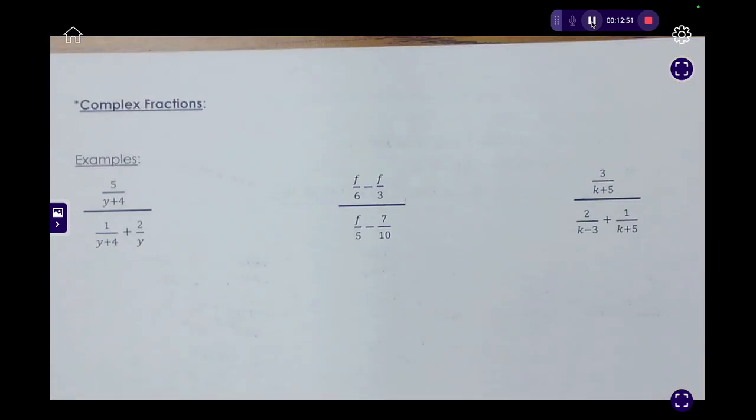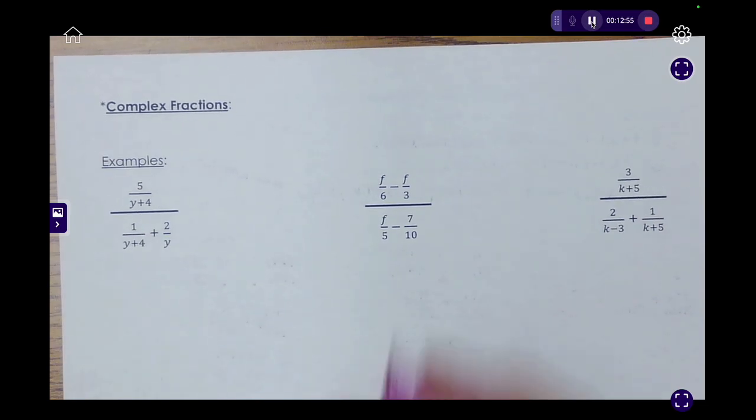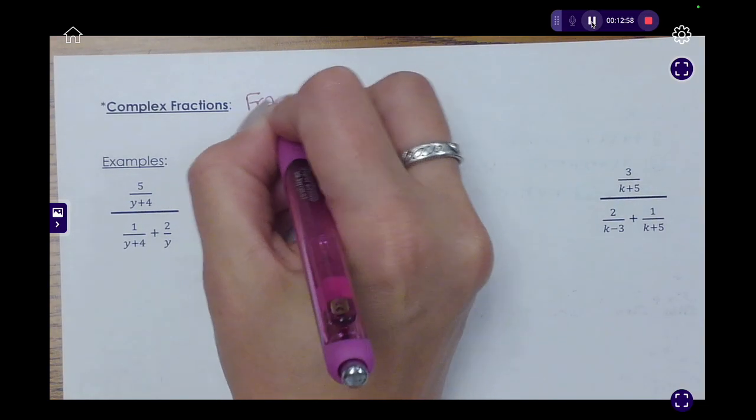Okay, now looking at the last little bit of this, we're going to look at some complex fractions. So really, when you have a complex fraction, all that is a fraction within a fraction.